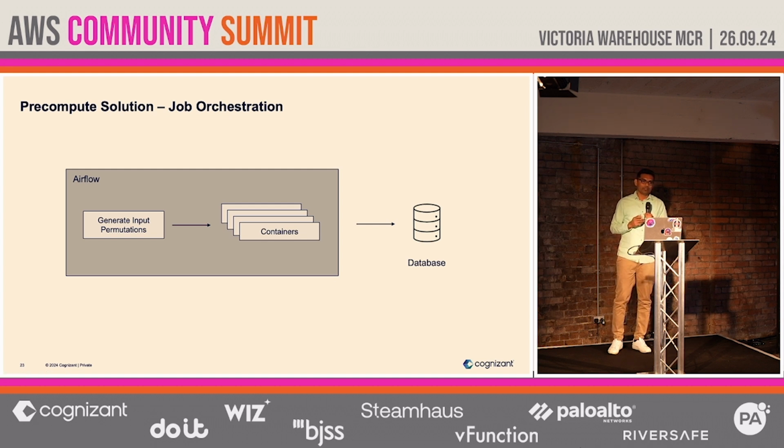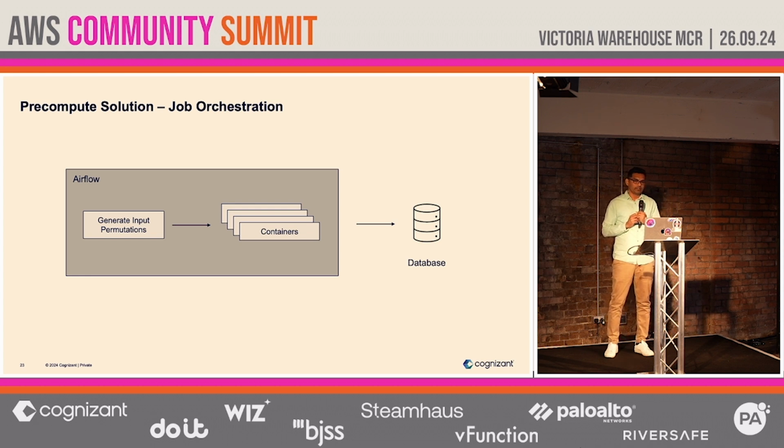The solution we came up with was to use Airflow. If you're not familiar with Airflow, it's a data engineering tool used to run workflows. So we came up with a workflow, something like this, where we take a bunch of input values, and from there we generate the input permutations, and then we split that into chunks, and these chunks are split across a number of containers, which run in parallel and push the output into a database. So that's good. The solution works.